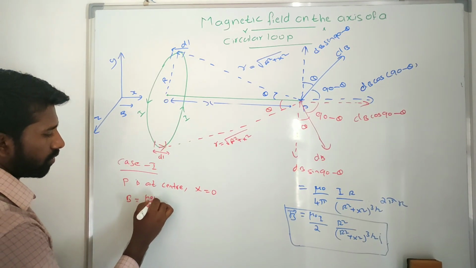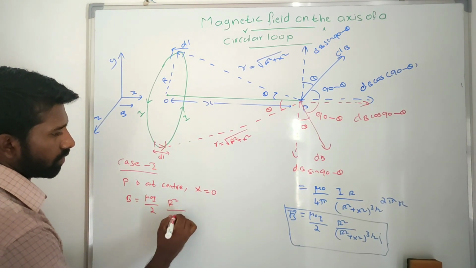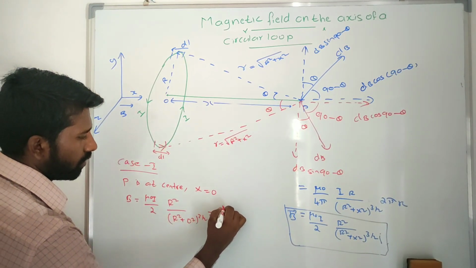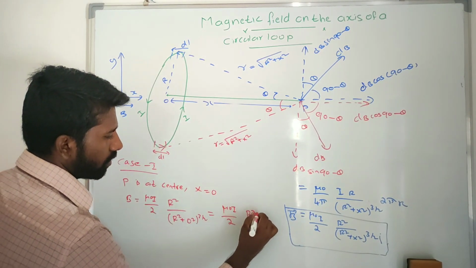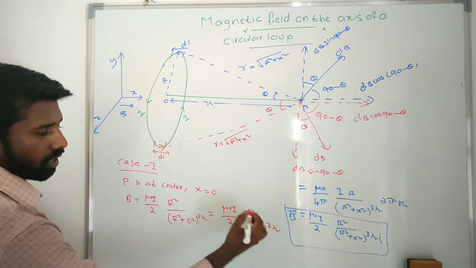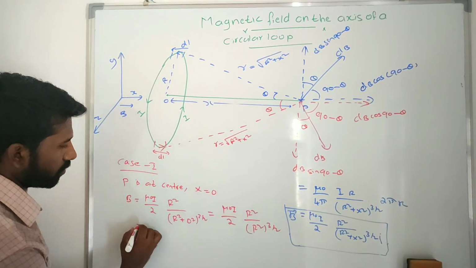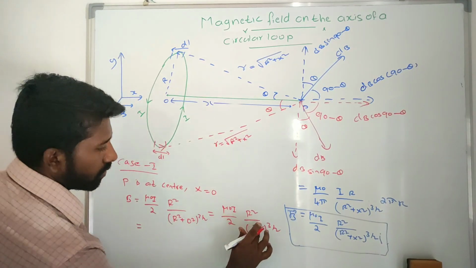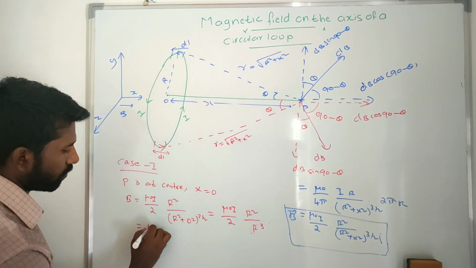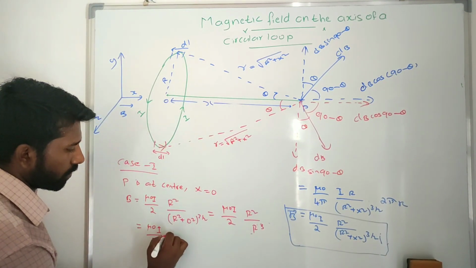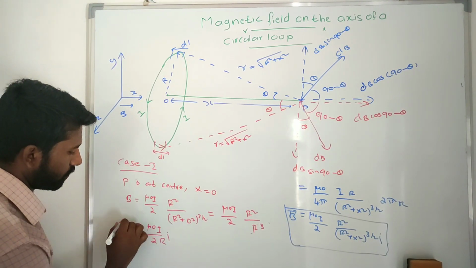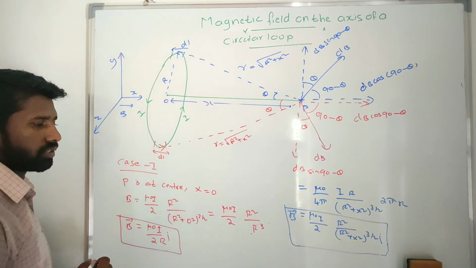B is equal to mu 0 I by 2 R square divided by R square plus 0 square all power 3 by 2. So what do you get? Mu 0 I by 2 R square divided by R square all power 3 by 2. After all power 3 by 2 this becomes R cube, so that R cube is cancelled with R square. So what you will get is mu 0 I by 2 R, direction is I. This is the magnetic field at the center.